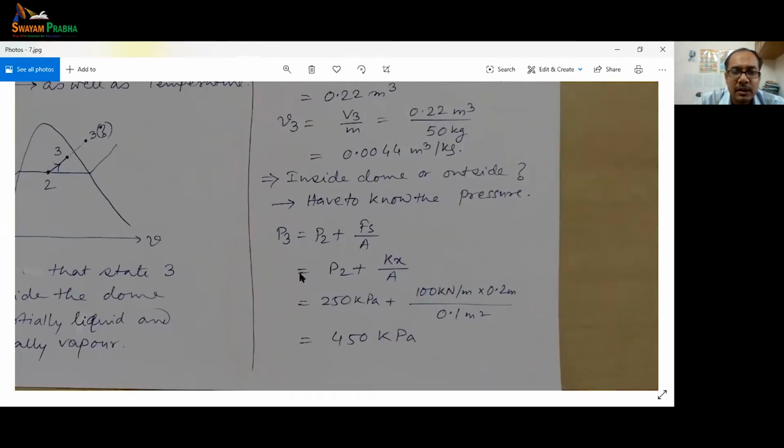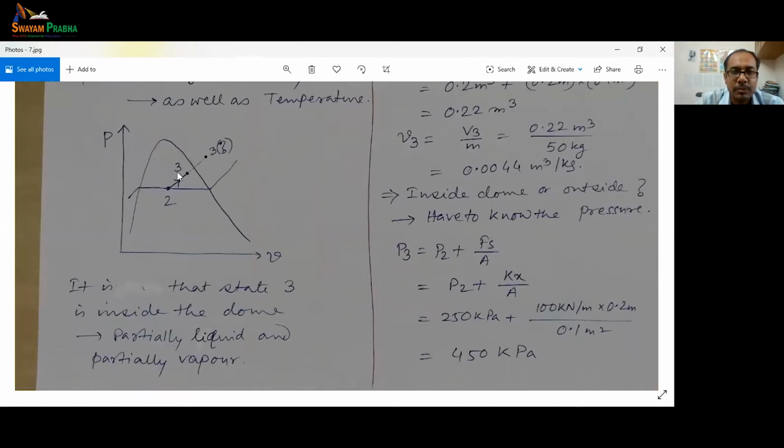So P3 means the pressure inside the piston cylinder arrangement, that will be P2, the pressure at state 2, plus the pressure that is coming from the spring force. So spring force Fs divided by A, and Fs for a linear spring is K into X. K is the spring constant which is given as 100 kilonewton per meter and X is given to be 20 centimeter. If we do this calculation after putting all these values, it will be 450 kPa. So now we know on what pressure line state 3 is lying.